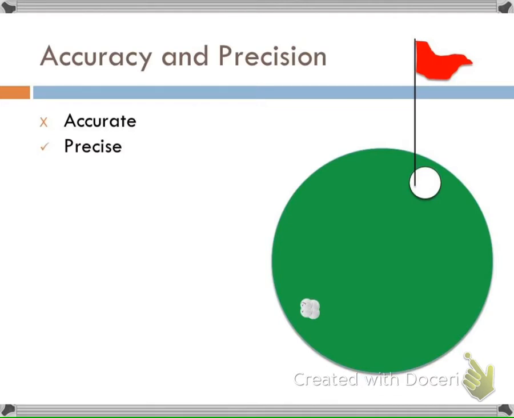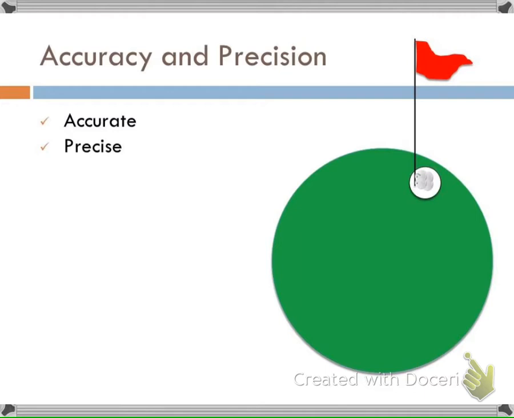And on the next slide, we can see that the next time we hit them, they all are almost on top of each other. They're at least touching, so this is very precise. We hit the ball in the same place 4 different times, but it is not very accurate because here is our goal. We didn't even get close to that, so these are not accurate.